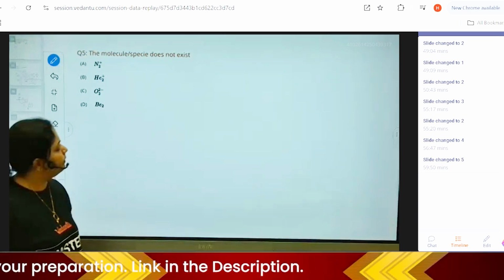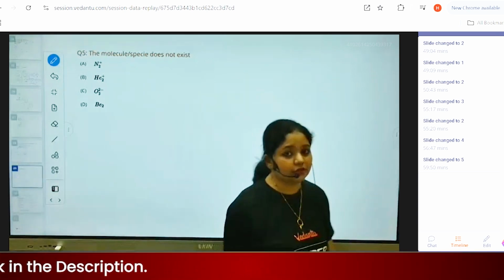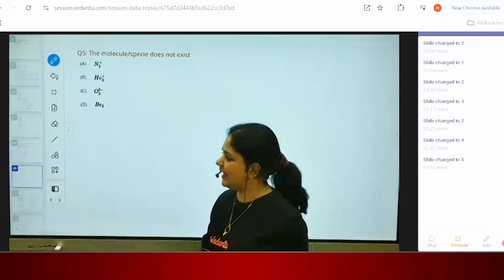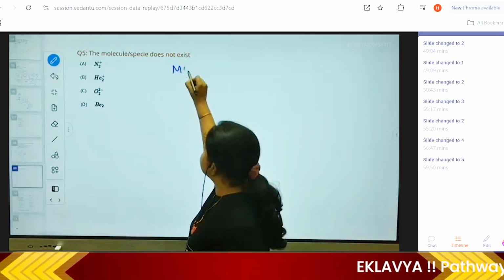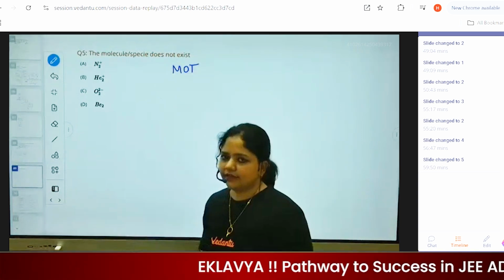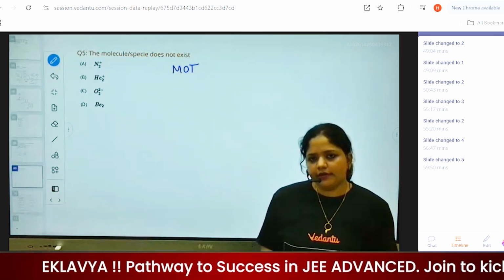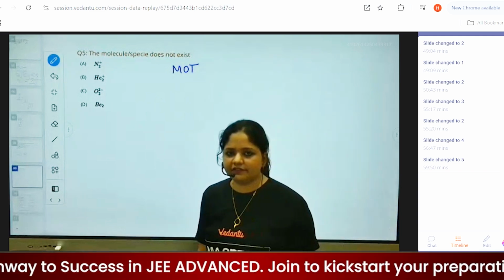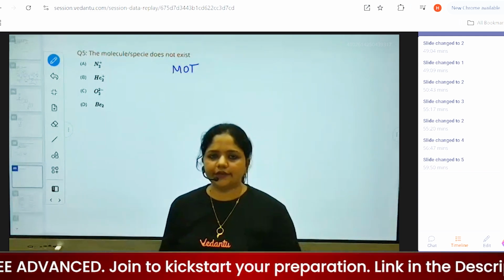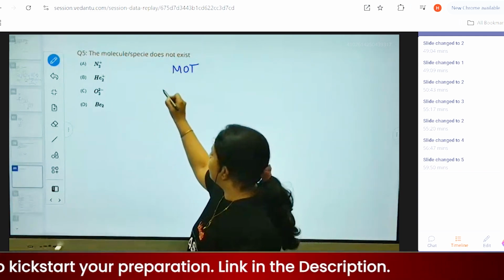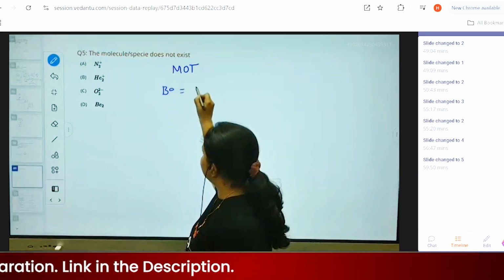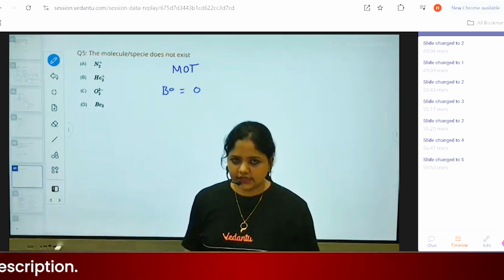Question number 5. The molecule or species that does not exist. So here we will take the help of MOT. What is MOT? Molecular orbital theory. According to MOT, when we are writing the orbital diagram, if the bond order comes out to be 0, that molecule does not exist.